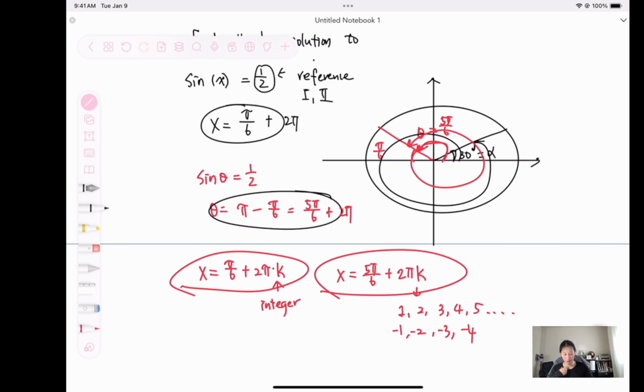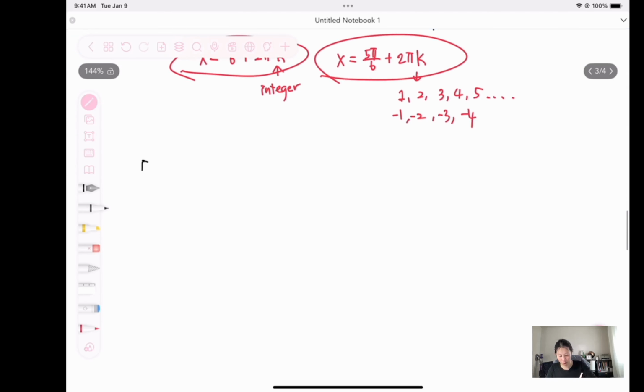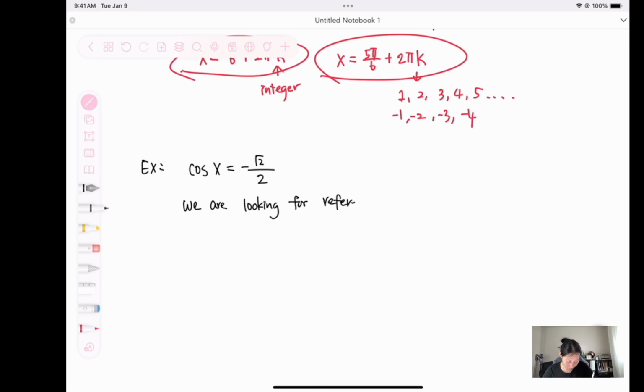Okay, let's do another exercise. Let's do cosine. Let's say cosine x equals negative square root of 2 over 2. When you see square root of 2 over 2 in cosine, that means we are looking for a reference angle equal to 45 degrees.